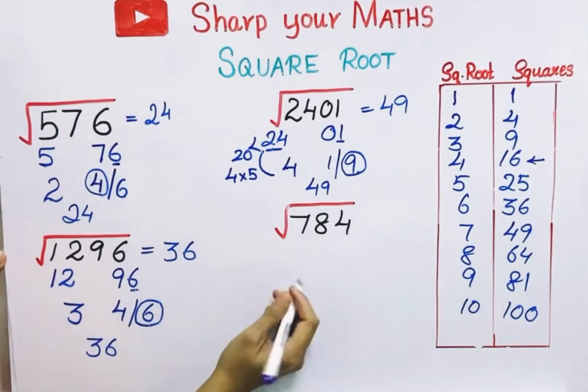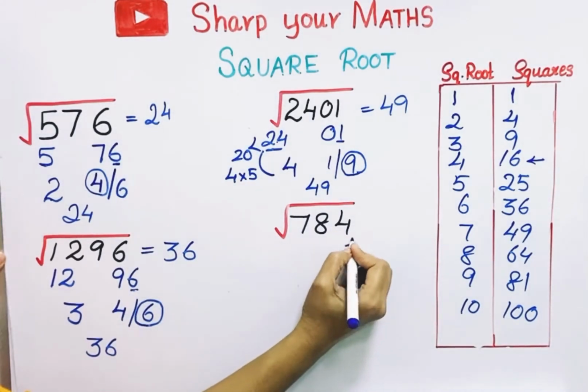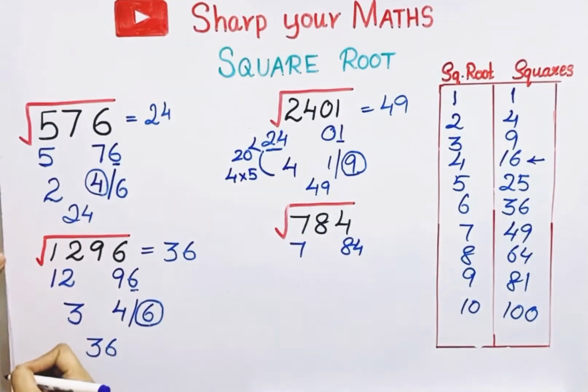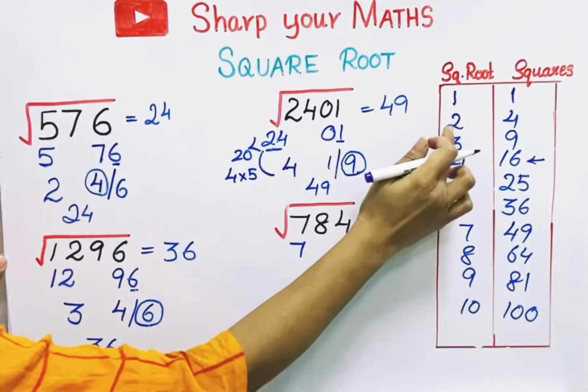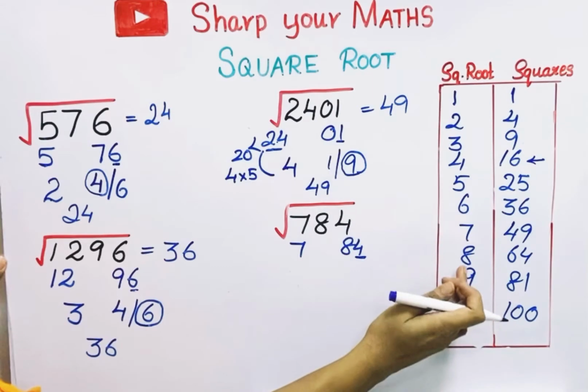Next, 784. Take the number, separate it into groups. Last 2 digits one group, the remaining is another group. Check the unit digit. It ends with 4. So its square root can be 2 or 8.